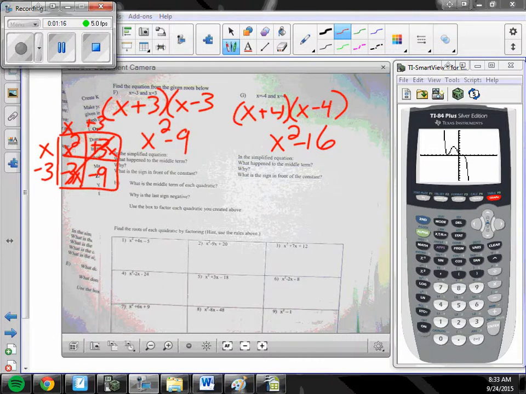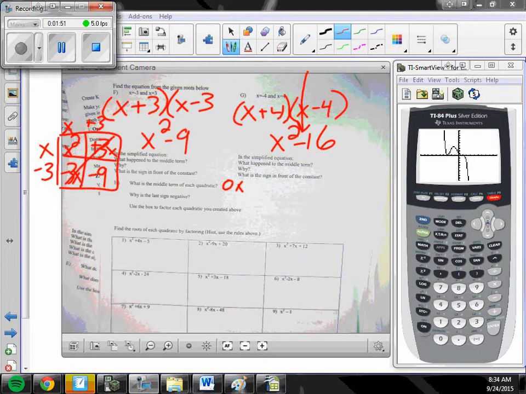So, in H, it asks, what is the middle term of each quadratic? What is the middle term here, the x term? It's actually 0x, right? So, why is the last sign in this case negative? The factors or the roots have different signs.